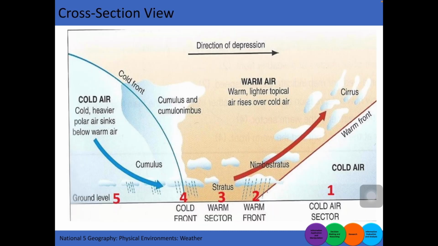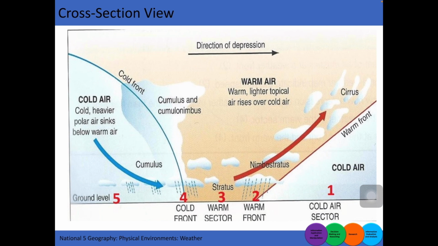Now in this diagram, you can see the same stages, but now we're looking at it as a cross section. So at stage 1, you can see we're still in the cold air sector, but warm air is less dense. So it's risen up over the cold air sector, and where that warm air is touching the cold air, you can see a variety of clouds forming. But at the very beginning, so still at stage 1, we can see high in the sky your cirrus clouds, those high wispy clouds. And they will not bring you very much moisture at all.